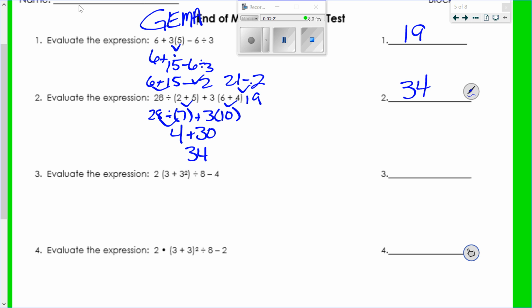Okay? Exponent on the inside means that I'm doing the grouping piece first, and within the grouping symbol, I still follow the order. So I'm going to do the exponent as my first piece. So 2 times 3 plus 9 divided by 8 minus 4. Now I do 2 times 12 divided by 8 minus 4. 2 times 12 is 24 divided by 8.